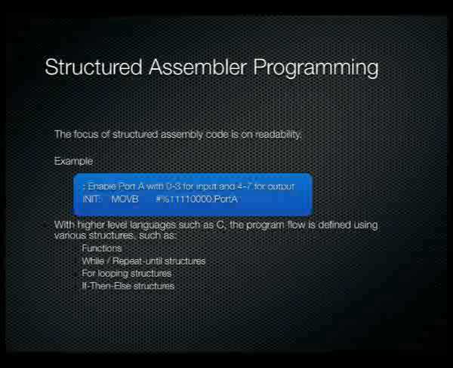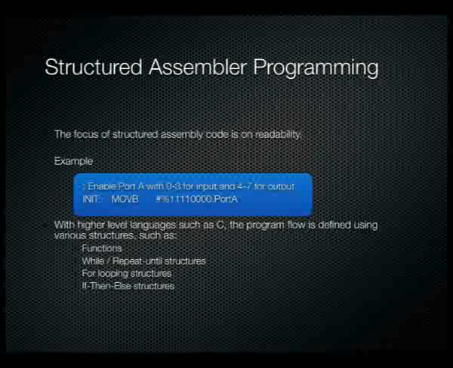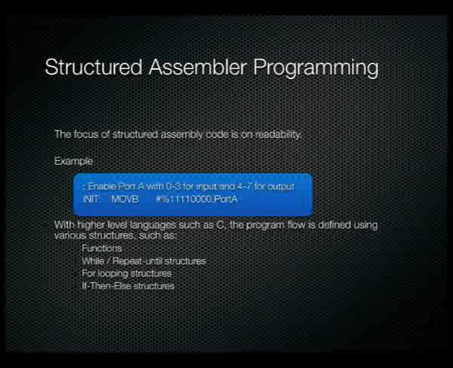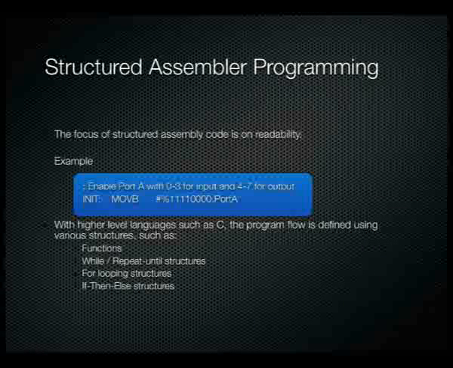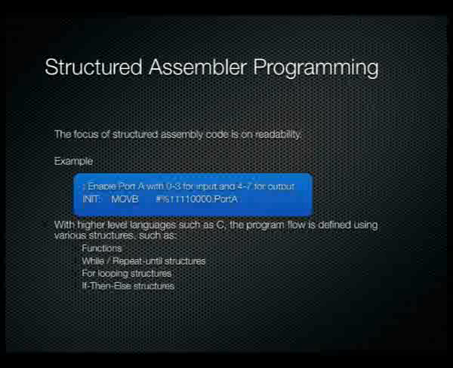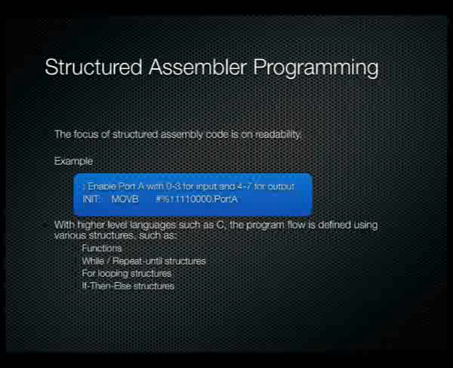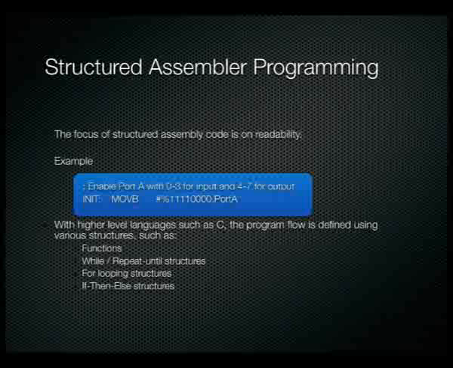operands underneath that comment. So to give you an example here, I've given "enable port A with 0 to 3 for input and 4 to 7 for output," and then I've simply got the instruction line to actually implement that comment. So using the move B, I can actually turn on the lower 4 bits for input and the higher 4 bits for output.